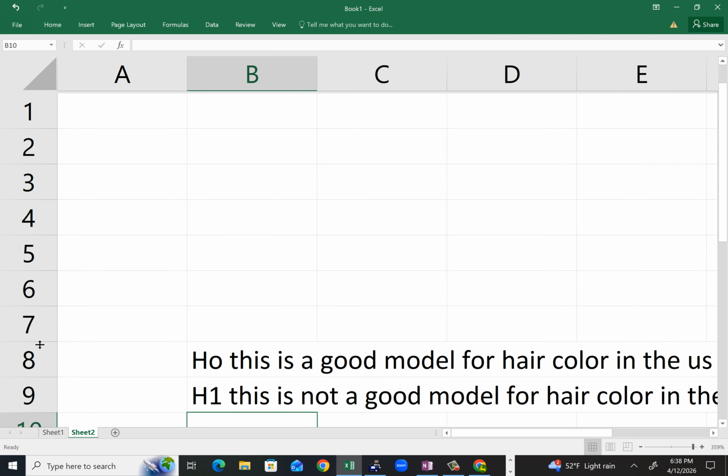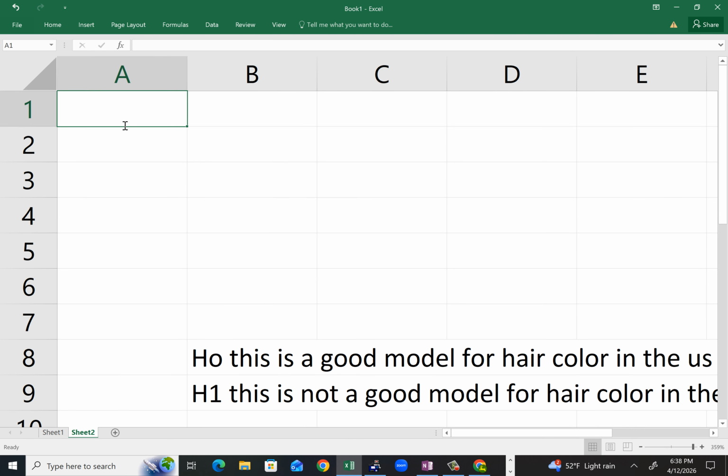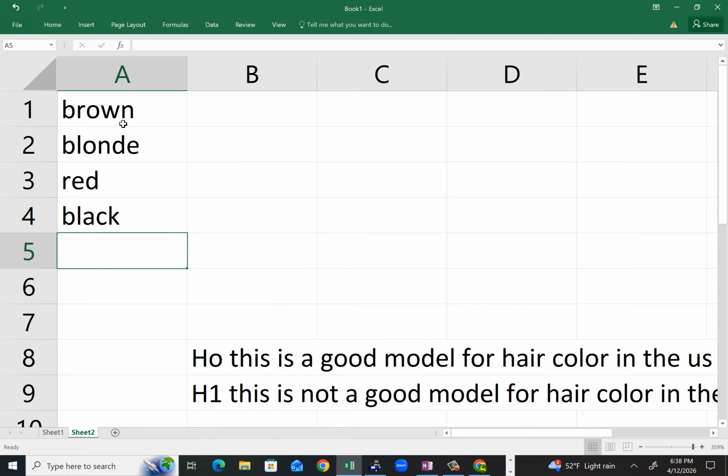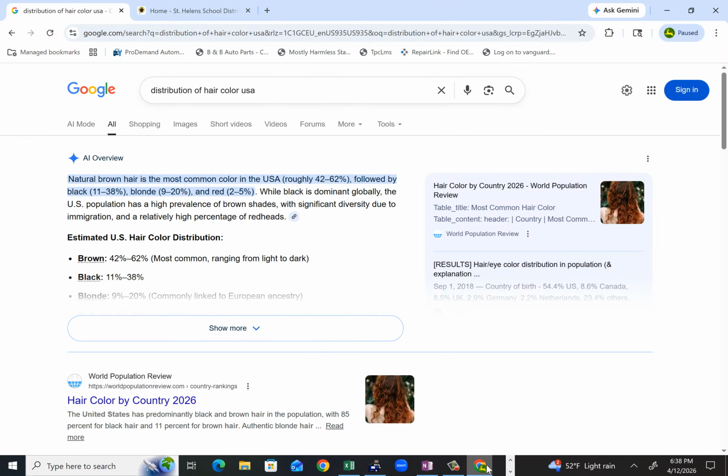Now, what do we got? Well, we got our different colors. So we get brown, blonde, red, black. See that? Nice. So let's do 60, 30. Now let's do 50, 30. That's 80, right? 15 and 5. How about that? 50, 30, 15 and 5.